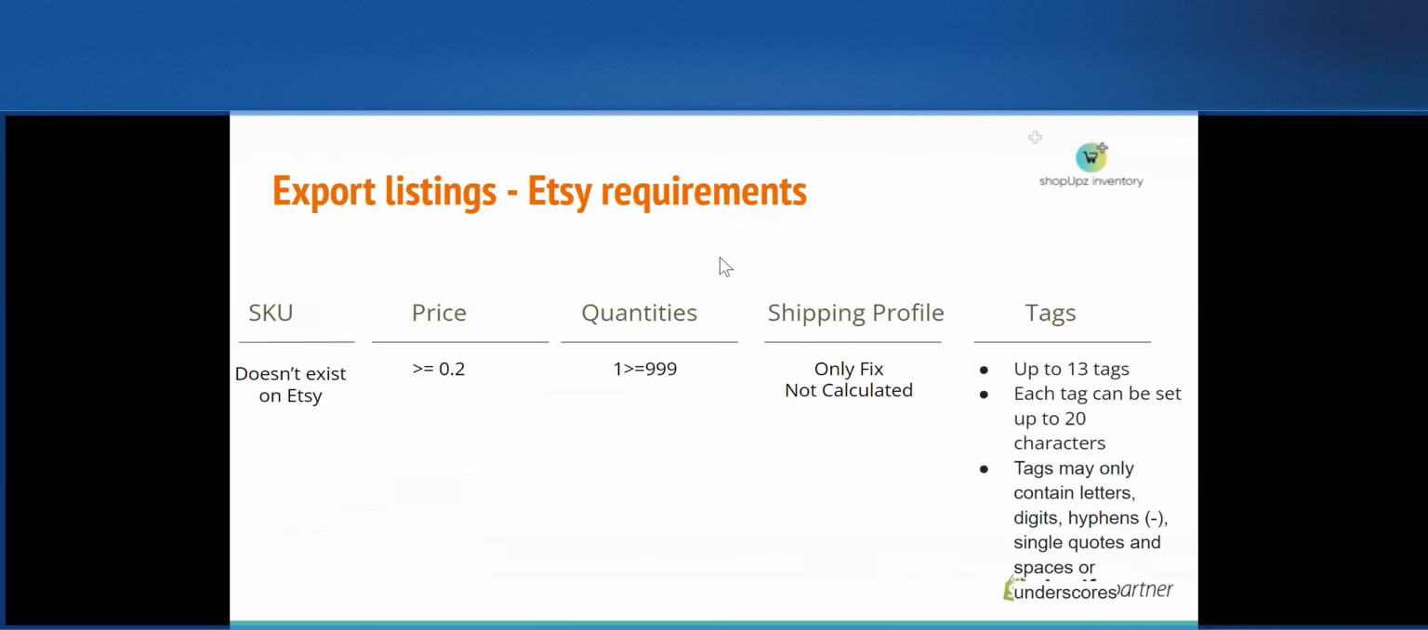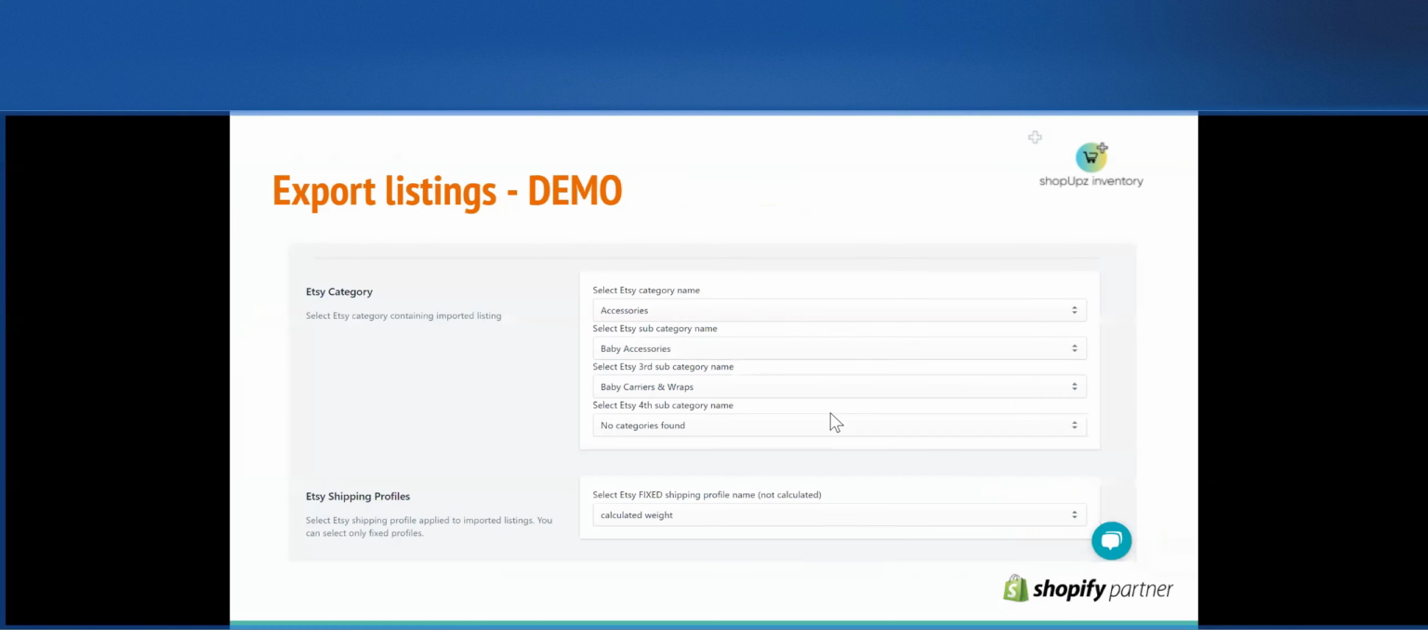Now let's move forward. I just want to highlight, make sure that the SKUs are unique. Price on Etsy has to be more than 0.2 cents. Quantities between 1 to 999. Shipping profile has to be created. Tags as well. As I explained, you can export up to 13 tags per listing on Etsy. You can have up to 20 characters on Etsy per tag, okay? So those are the main Etsy limitations.